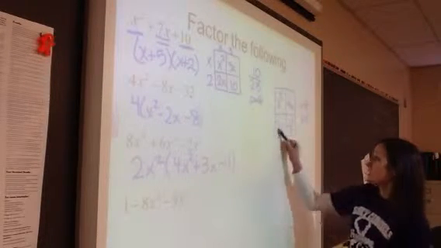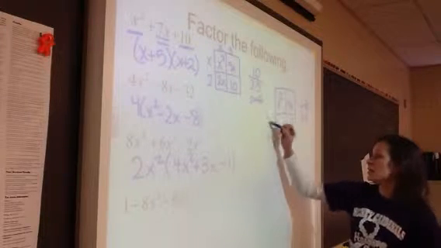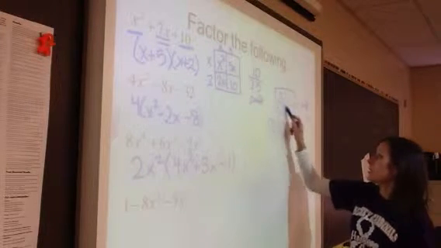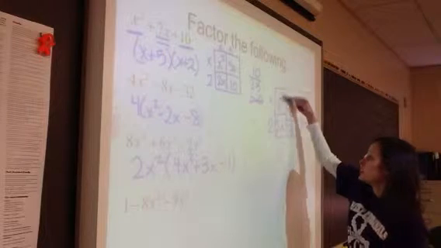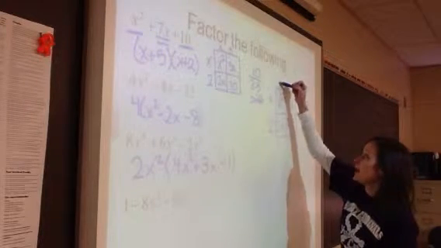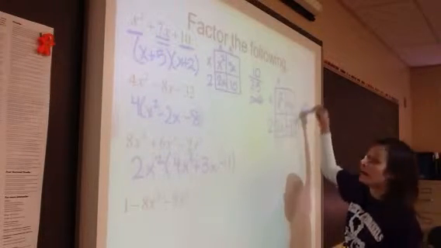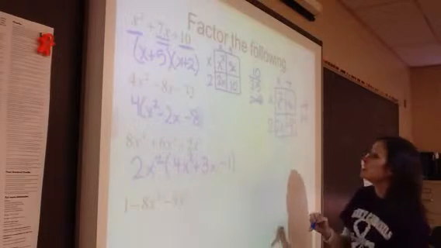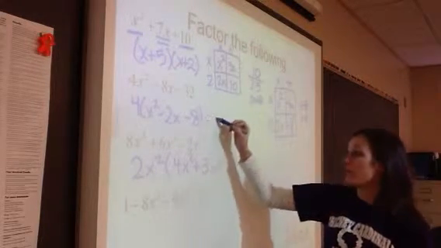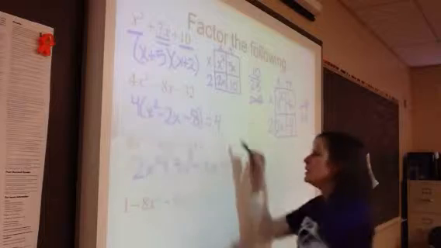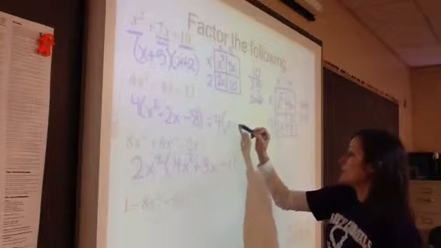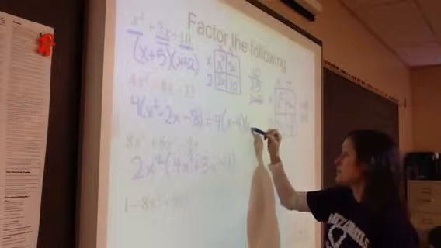So again, what does this row have in common? A 2. What does this row have in common? An x. What does this row have in common? An x. What does this row have in common? -4. So you end up with 4, because that came out before, and then we have x minus 4 and x plus 2.